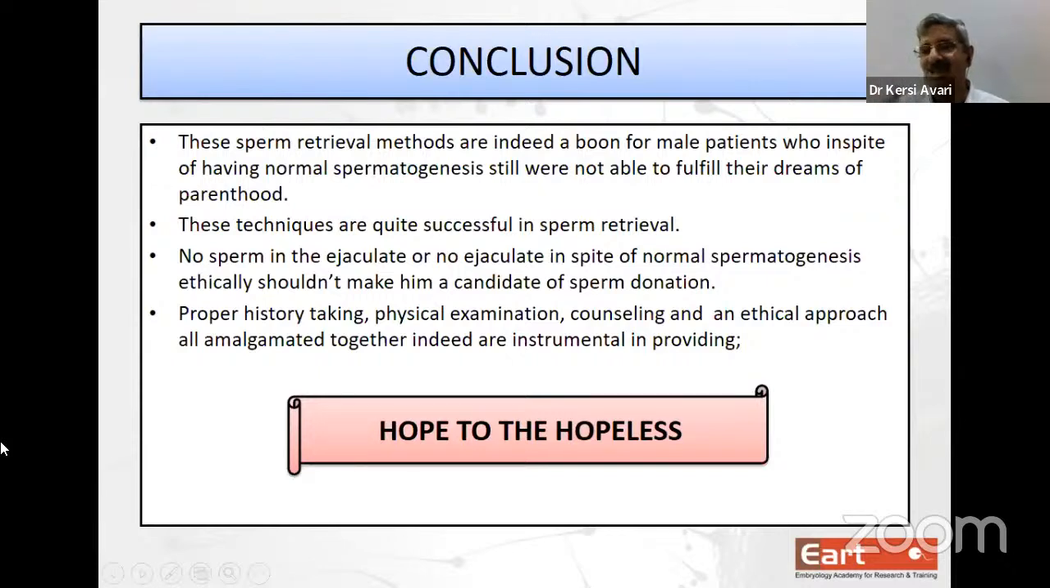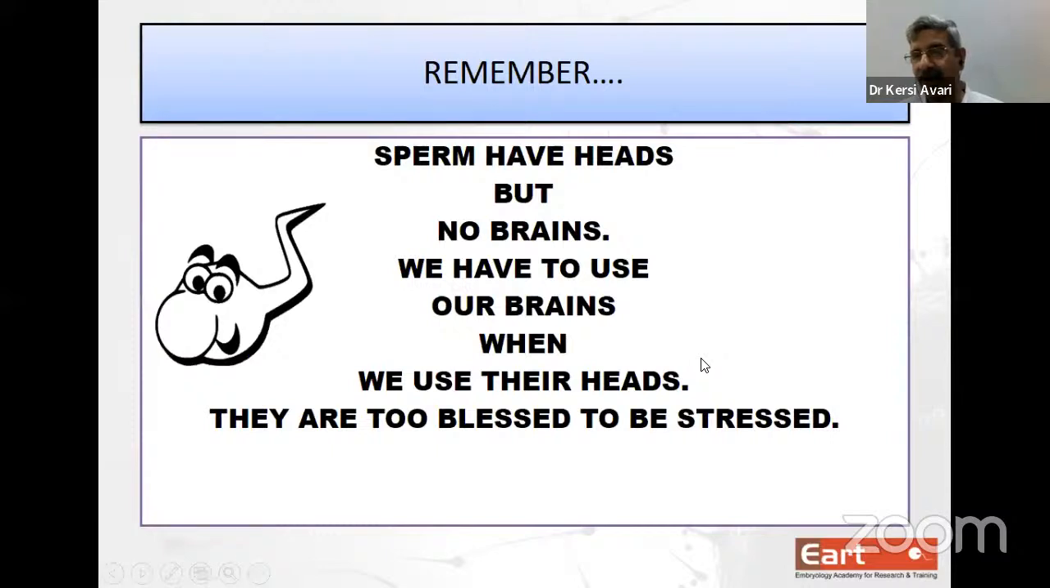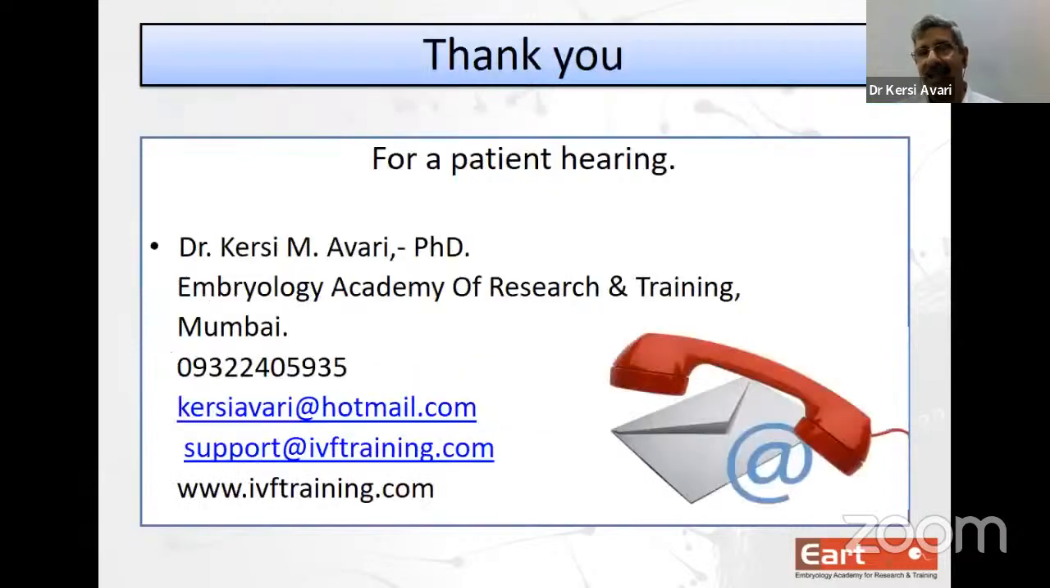So you can't say, "Sperm is not in the ejaculate, go take a donor." No, that's not possible. You try your level best to do epididymal retrieval, to do the testicular retrieval, to do a massage, to use an electroejaculator, to do a vibrator. You counsel him, and ultimately, that's what I said, proper history taking, physical examination, counseling, and ethical approach, all amalgamated together, are instrumental in providing hope to the hopeless. Fine? Okay? So I think as far as the male part is concerned, I end this presentation.